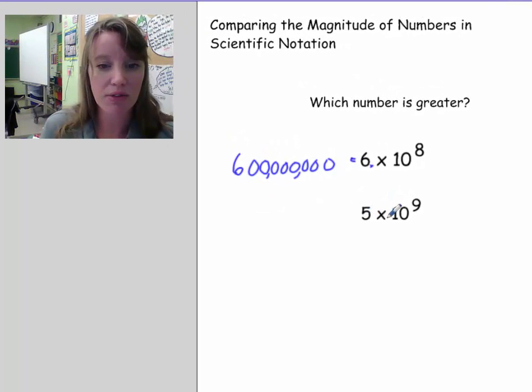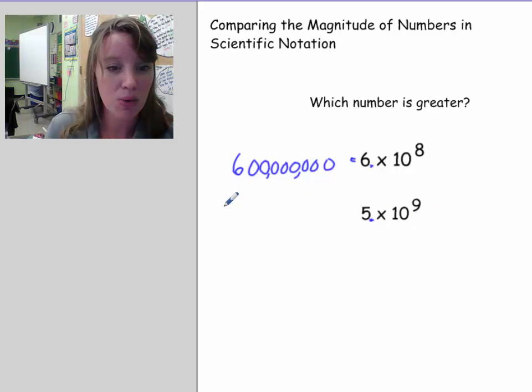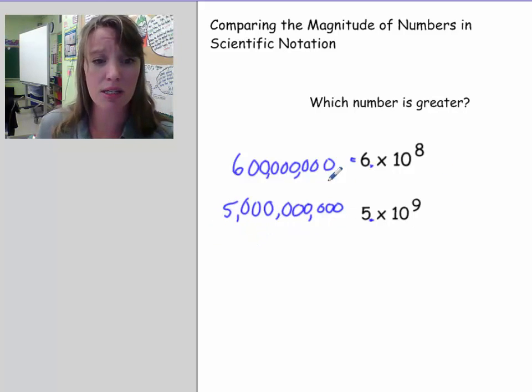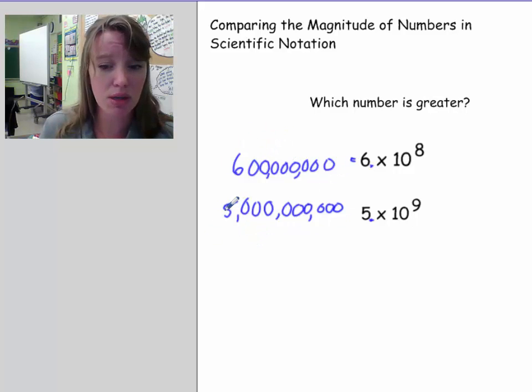Whereas a 5 times 10 to the 9th, well, that's going to be a 5 with 9 zeros. Again, because the decimal place is to the right, anytime I add a power of 10, I'm adding a 0. That's not always the case, but it is with this number. So we have 5, and since they're in groups of 3, I can put the commas in, because 9 is a multiple of 3. So this is millions right here, and this is billions. This is 5 billion and 600 million.